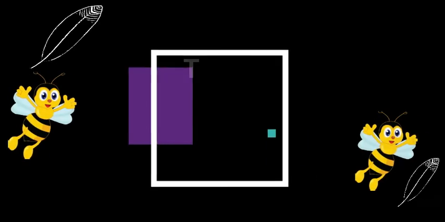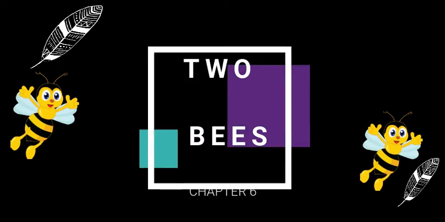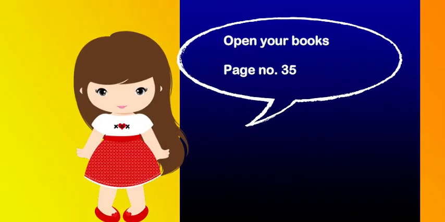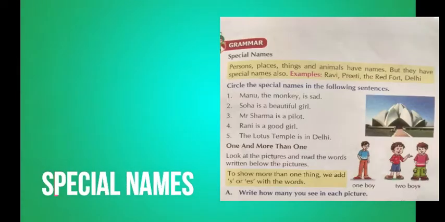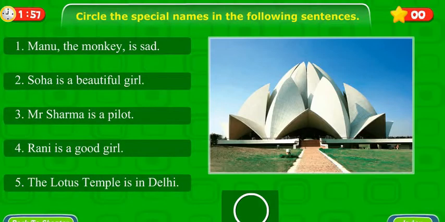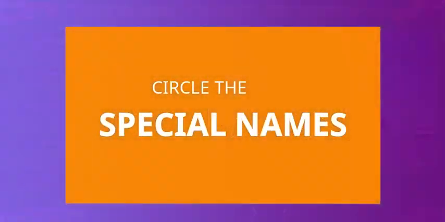Today we will solve the back exercise of chapter number 6, that is 2B's. So now open your books at page number 35. Here some sentences are given and we will circle the special names.